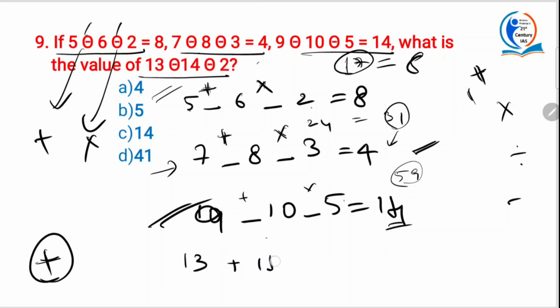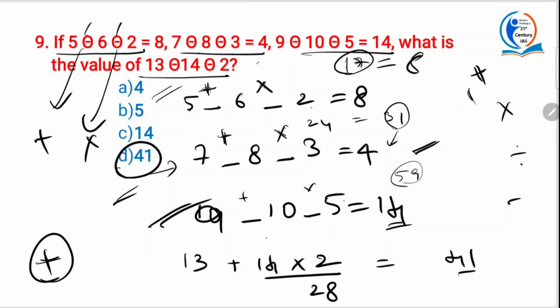3 plus 14 into 2. 14 2s are 28. 28 plus 13 is 41, right? 41. Now what is the sum of the digits? It is 5. So be very careful. In euphoria, you might just mark D as the answer, but it's not. 41 you will get, but you have to do the sum of the digits. So B is the answer, not D.